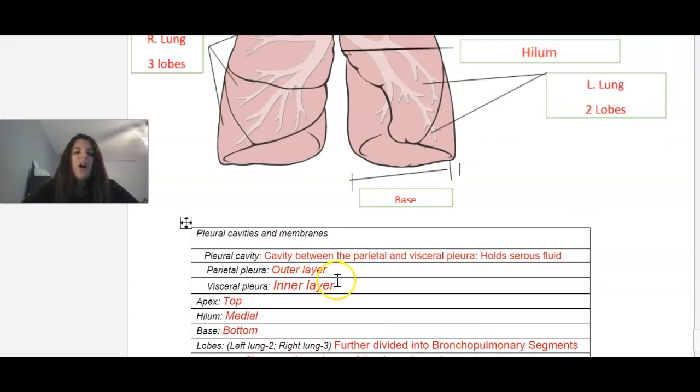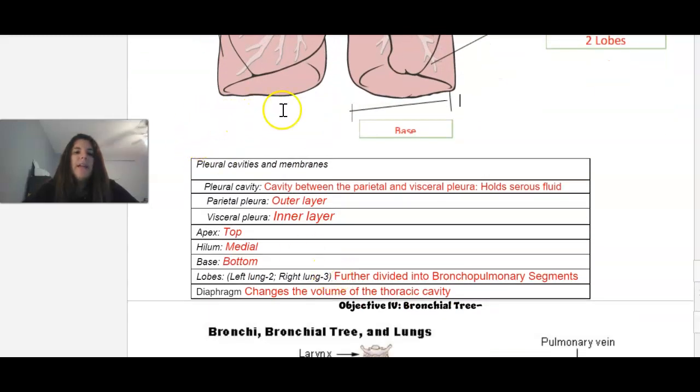You would want to draw underneath here a big frowny face, a frown right here. That would be your diaphragm, and that's going to be a muscle that sits right underneath your lungs. It's really important because it's going to change the volume of the thoracic cavity, which will allow us to bring air in and out.